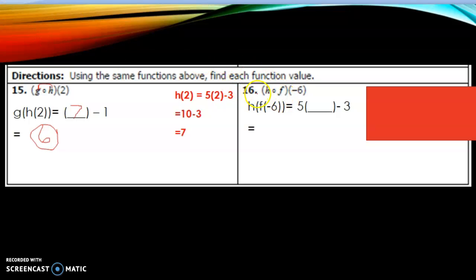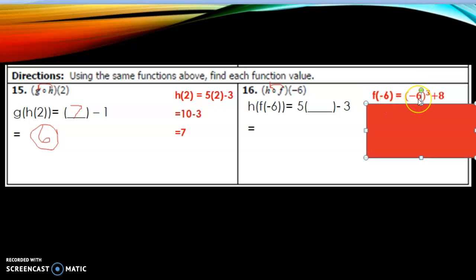This time we have h of f of negative 6. So my function's h. h is 5x minus 3. Instead of x, we have our blank. That blank is going to be whatever our second function is, f. And it's not just f, it's f of negative 6. So I plug in, well, f of negative 6. I'm plugging in negative 6 cubed plus 8. I'm plugging negative 6 into the function f.